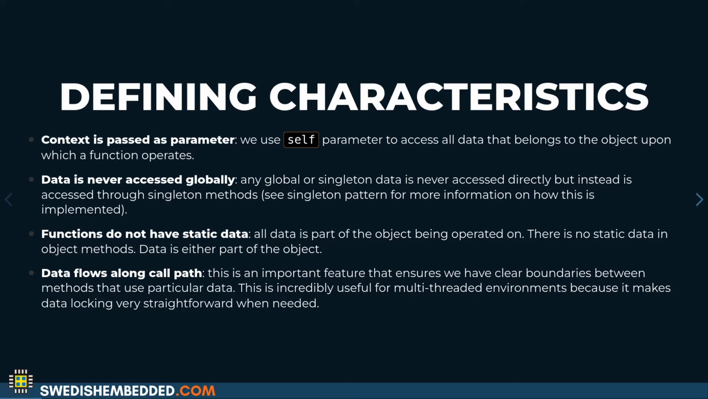But when all of the context is passed through the self pointer, you always get the same result. So if you pass the same data to the function, you get the same result because there's no outside dependencies. All of the data is provided to the function, and it's very clear that this function operates on this object, and so there cannot be any other side effects. So testing is easier as well.